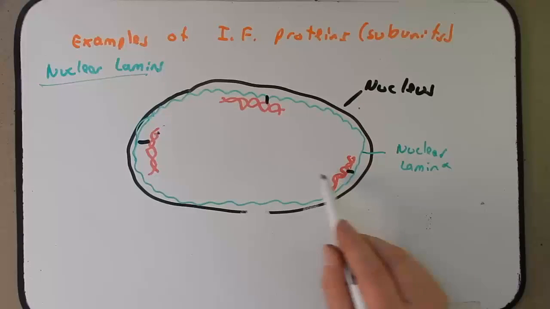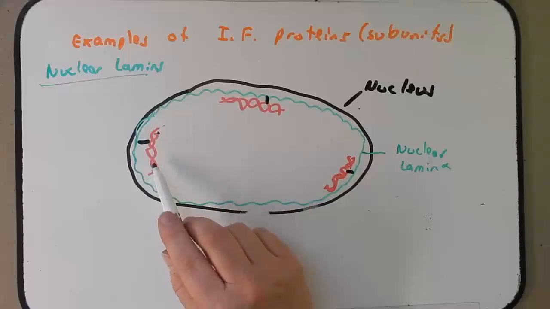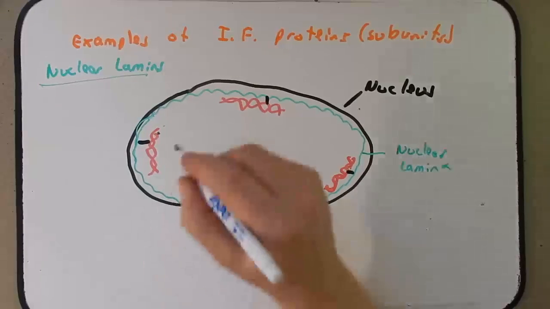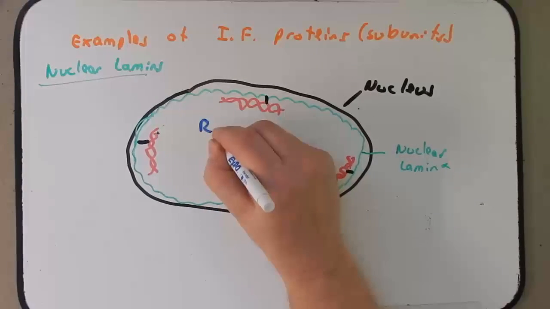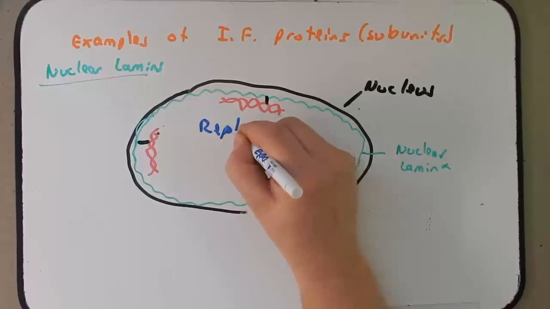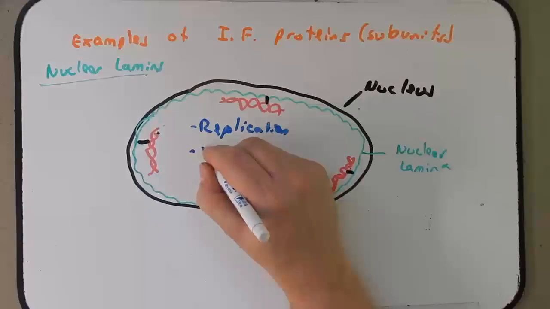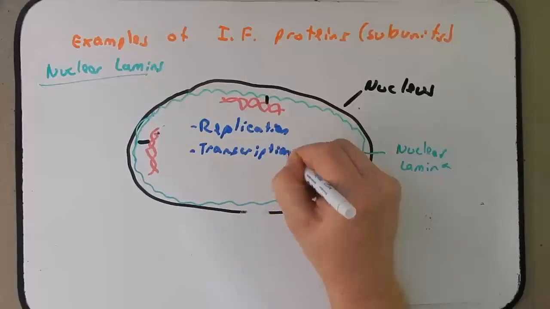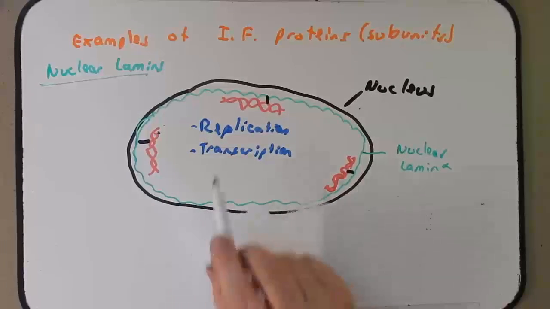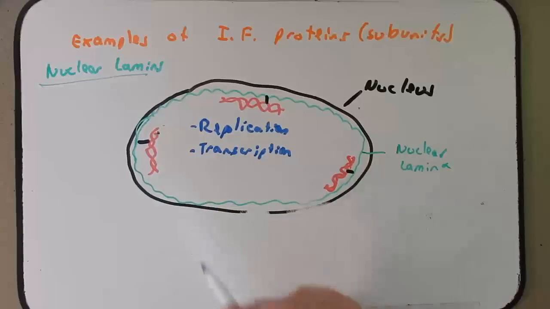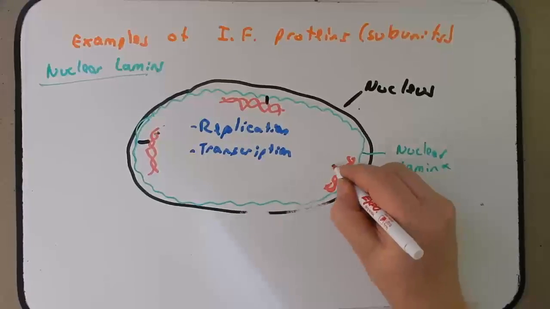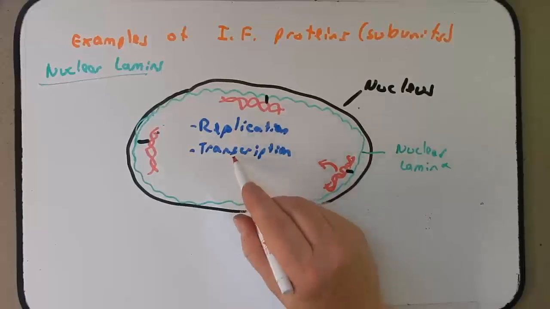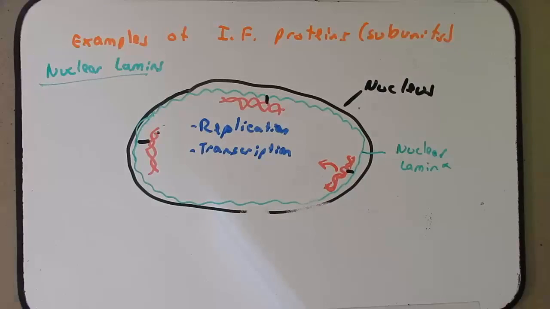Now these have to release the chromosomes or parts of the chromosomes at various times, and those times include during DNA replication and transcription, the process of making RNA from the DNA, which we won't talk about in cell biology, but you will in genetics. So during these times, it will release part or all of the DNA from the nuclear lamina so it can be replicated or transcribed.